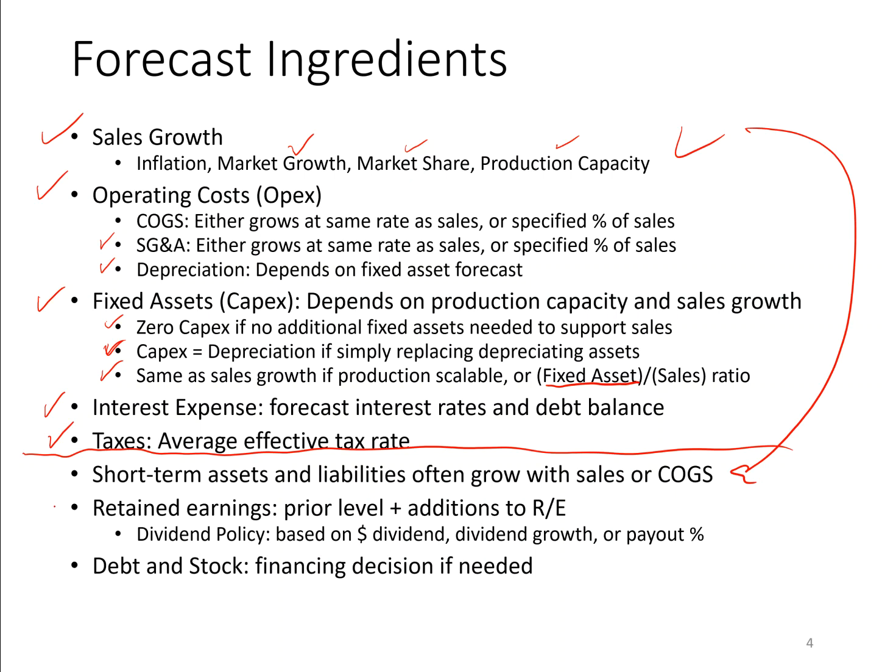Then let's go down to equity. You have retained earnings. Retained earnings is pretty easy to forecast. It's whatever last year's retained earnings was, and you're going to add any additions to retained earnings. However, that's the trick. What is the addition to retained earnings? Well, you're going to have the profit the organization earned in your income statement minus your dividend, and that is going to be the additions to retained earnings.